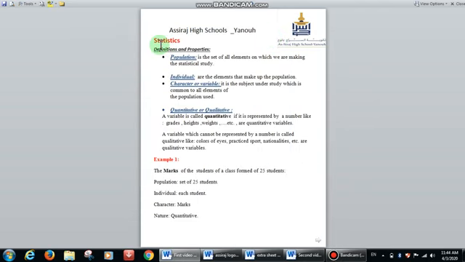Good morning, everybody. Today we're going to start discussing a new lesson, which is statistics. Let's start with some definitions and properties.